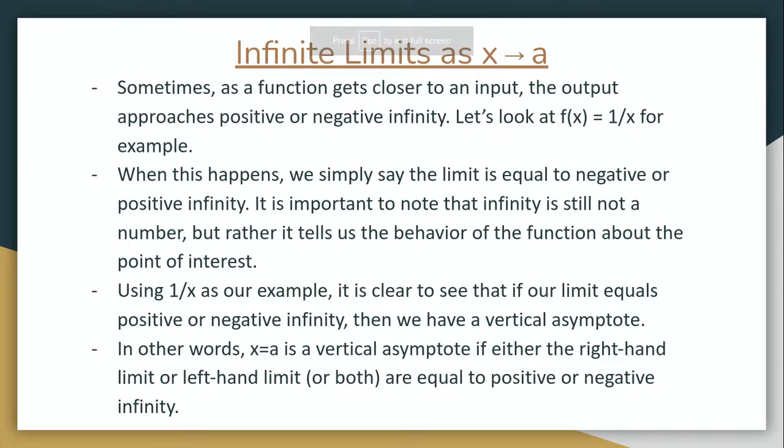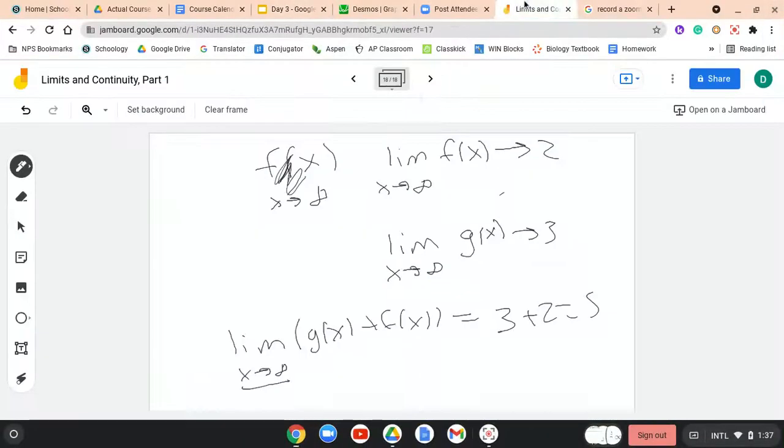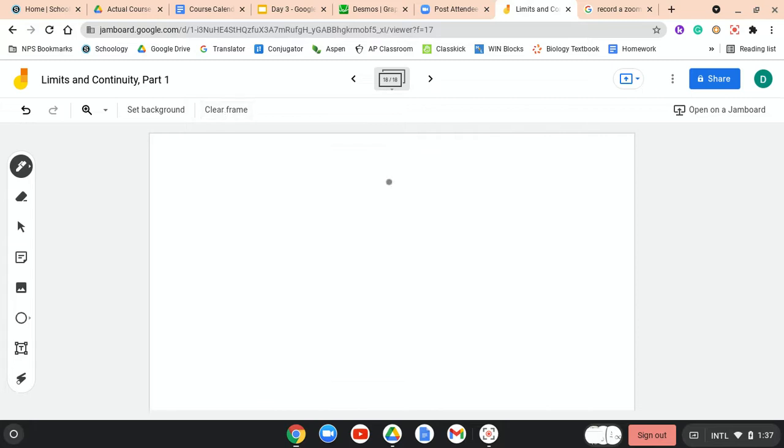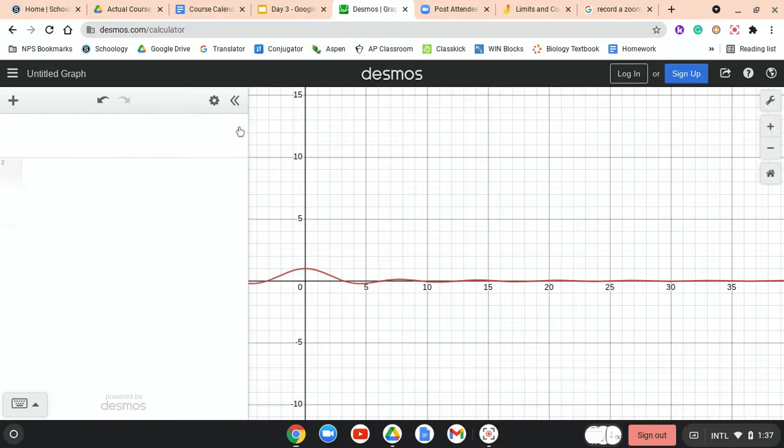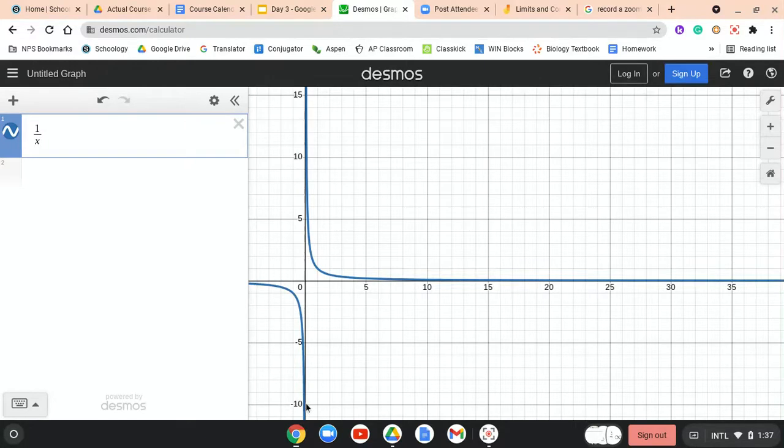All right. Infinite limits as x approaches a. Sometimes, as a function gets closer to an input, the output approaches positive or negative infinity. For example, let's look at the function f of x equals 1 over x. I'll go into Desmos actually. So you'll notice that as the graph approaches the input of 0 from the left, it goes to negative infinity. The output goes really, really large. And from the right, the output gets very, very big. It goes to positive infinity.